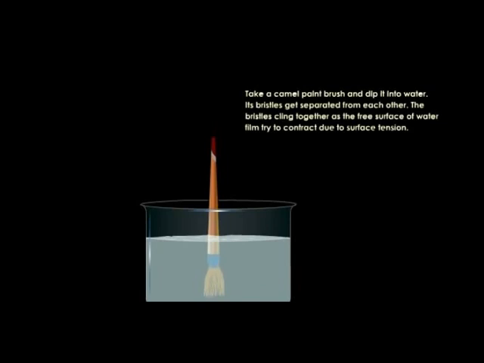If you take a camel brush and dip it in water, its bristles get separated from each other. When you pull it out, the bristles cling together as the free surface of the water film tries to contract due to surface tension.